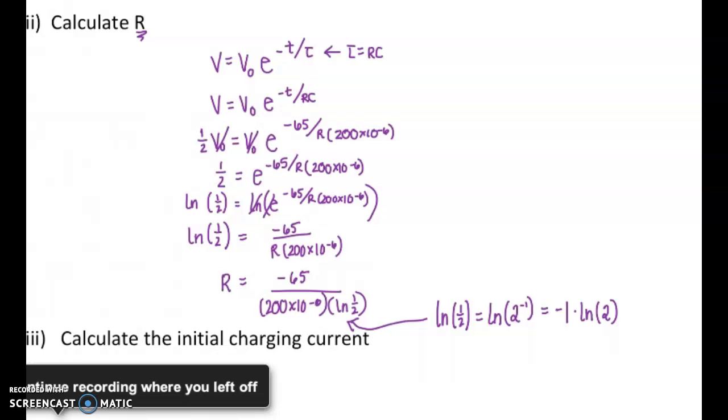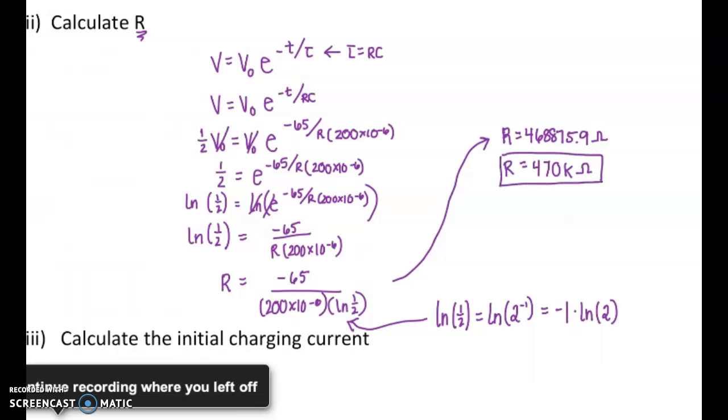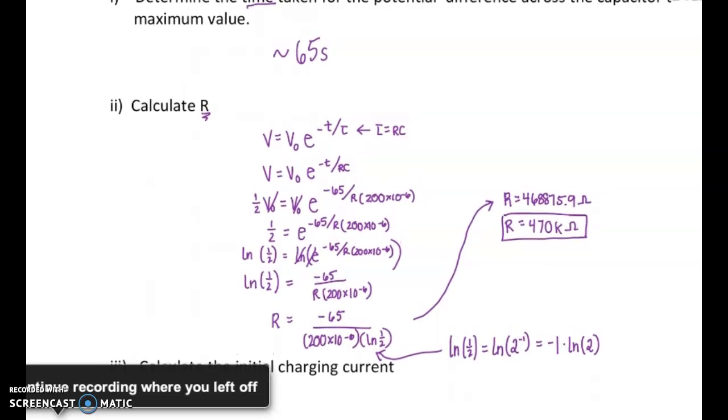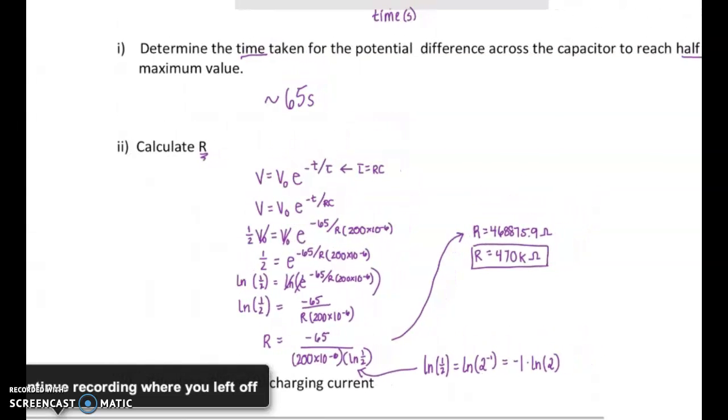Now plugging that into my calculator, come right over here because I ran out of room. Plugging that into my calculator, I get a big old number. Or to write it more simply, I'll do a little bit of rounding and I'll call it kiloohms for my resistance. So I've now determined the resistance as 470 kiloohms.